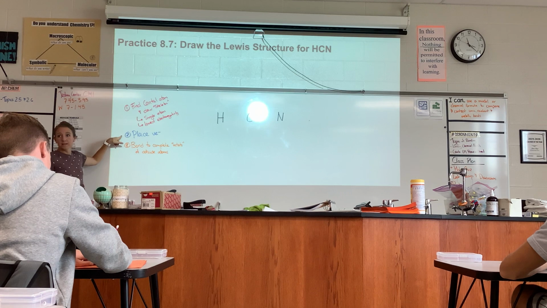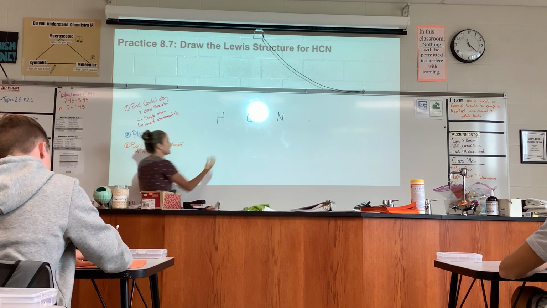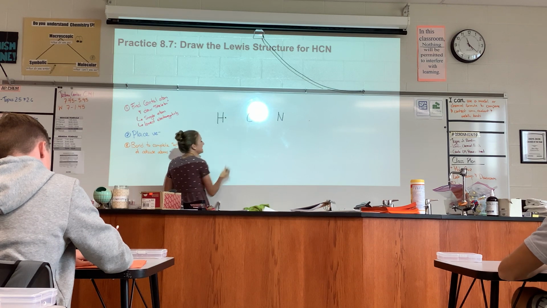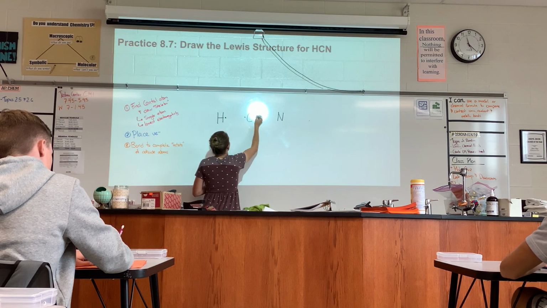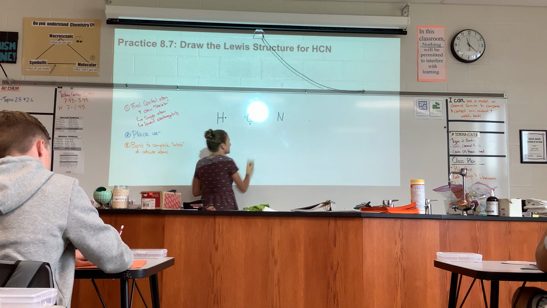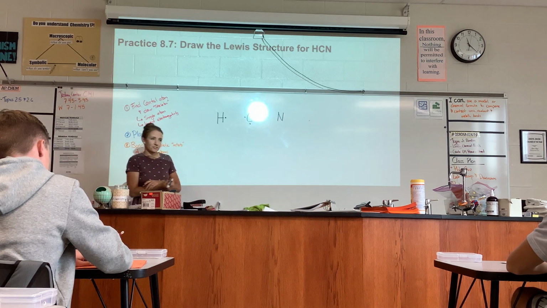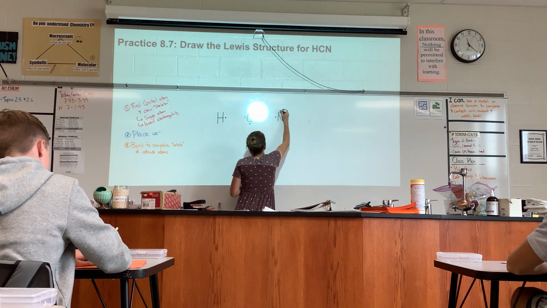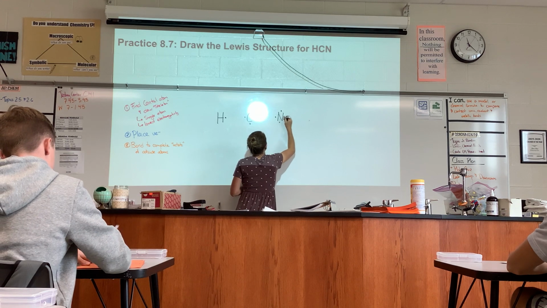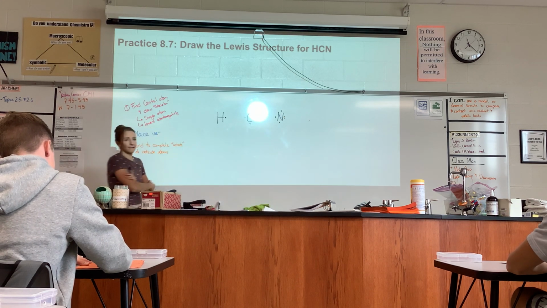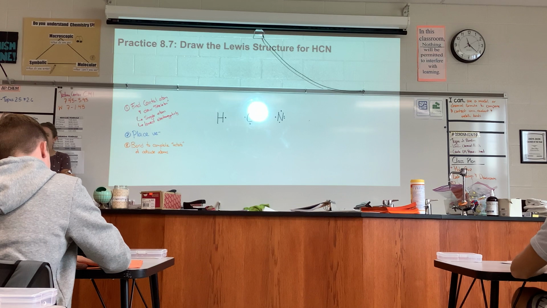Step two, place the valence electrons of how many they come to the party with. So hydrogen comes with 1, carbon comes with 4, and nitrogen comes with 5. Okay, so start by just giving them what they have.